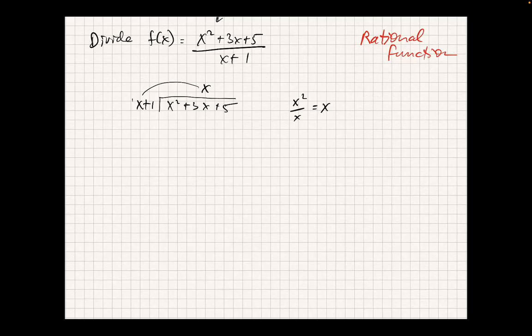So I have to multiply by the entire divisor, right? So what's my x times x? x squared plus x. And where does x squared go? Under the x squared. Everything in this column has to be an x squared term. And then where's the plus x go? Under the 3x. And then we subtract them, right? How do I subtract them? You distribute the negative.